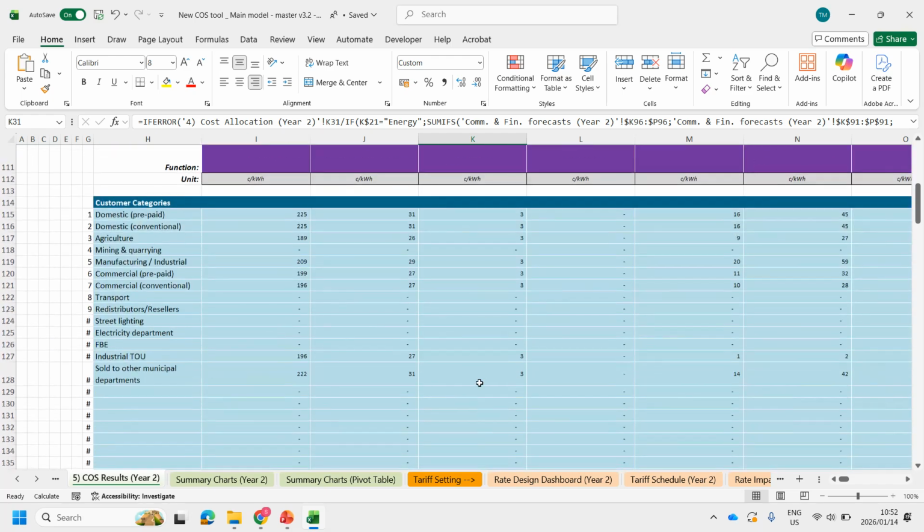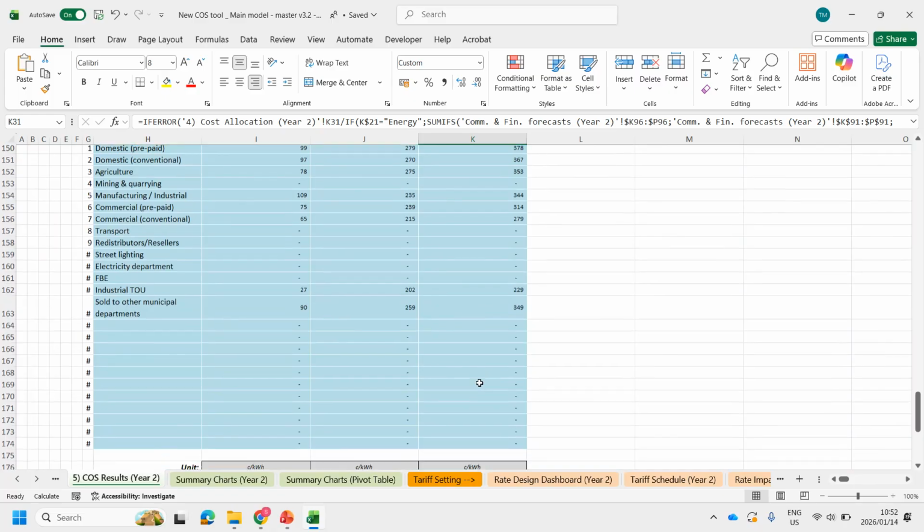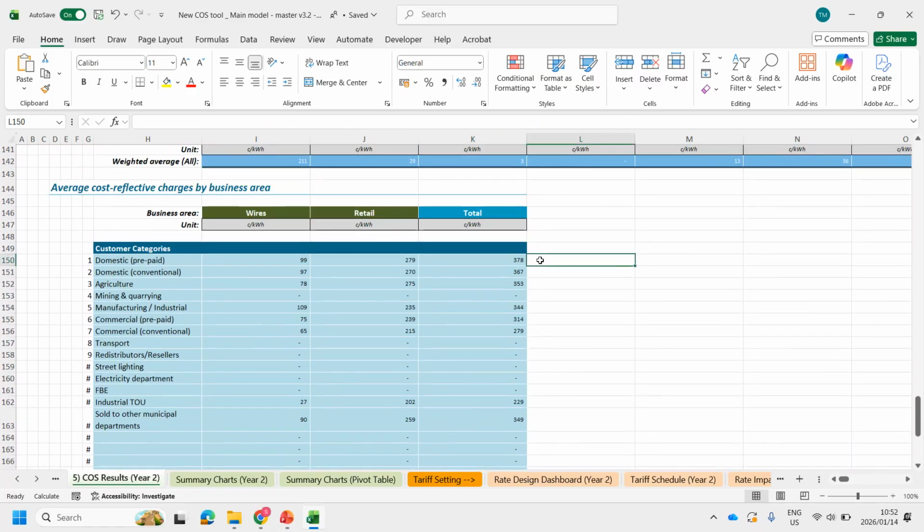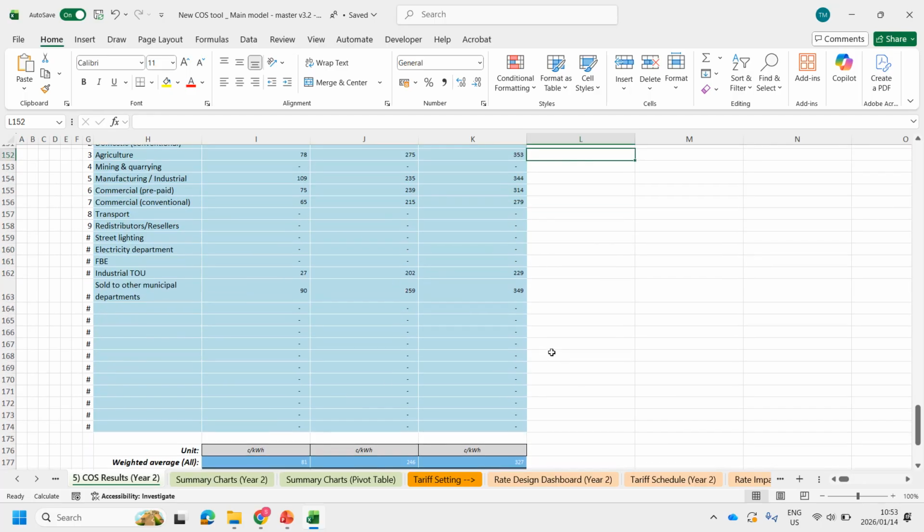The first table that I'll focus on is the very last table at the end. This table shows you the average cost reflective charges. It shows you on average, in cents per kilowatt hour, how much you would need to charge if you wanted to recover all of your costs. So this is how much it's costing you to service your customers on average, all of these customers that you have.